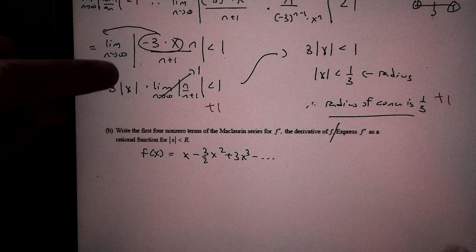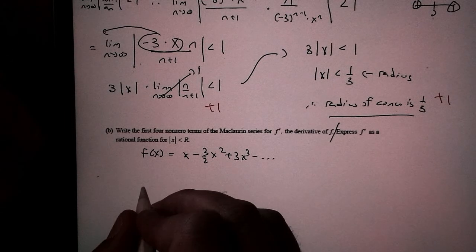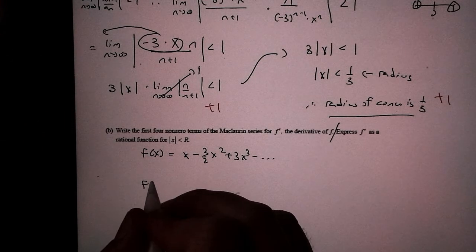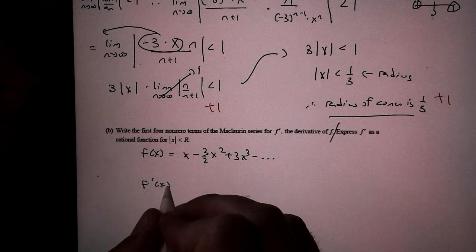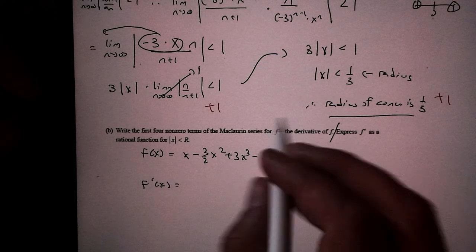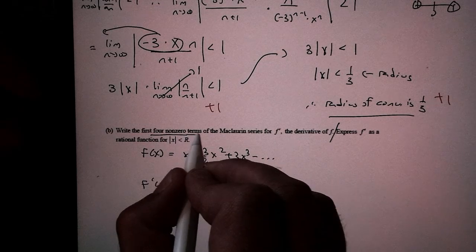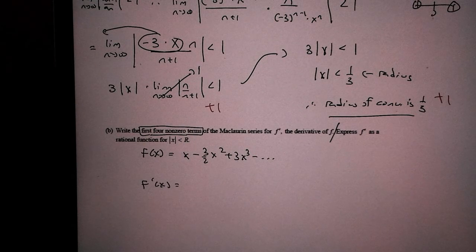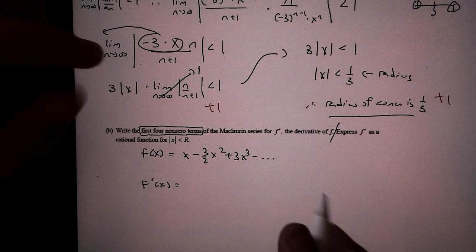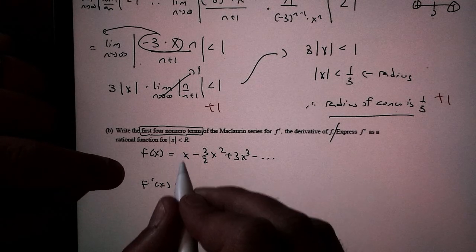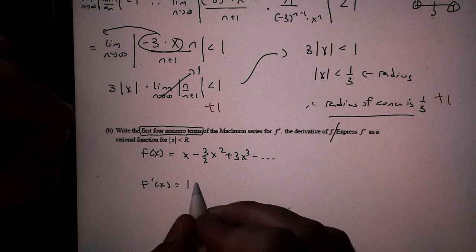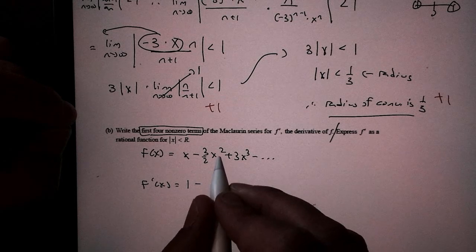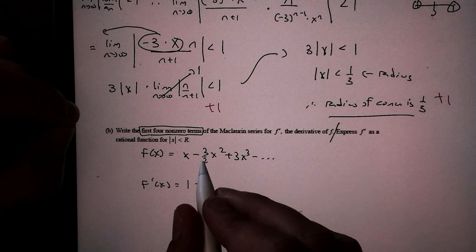So we want to find the derivative. So I'm going to do that. I'm not worried about the rest, so I'm just going to find my derivative. f prime of x would equal, we just want the first 4 non-zero terms. We don't want the general term. They're not asking for that yet. Okay, so we just want the first 4 terms. If I take the derivative here, we're going to get 1. This becomes minus, what's that?